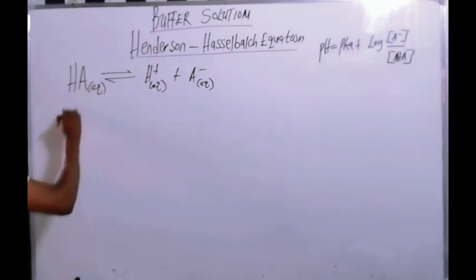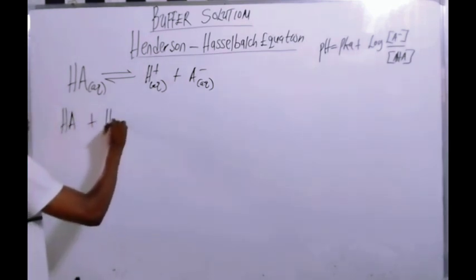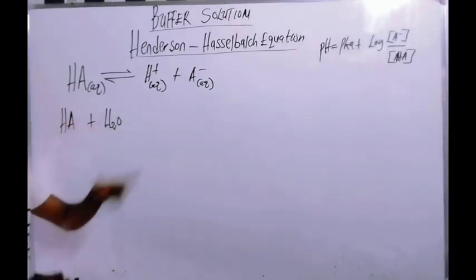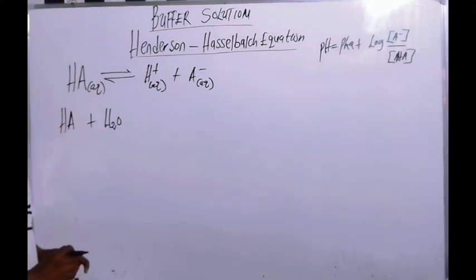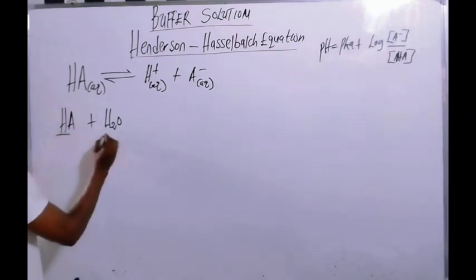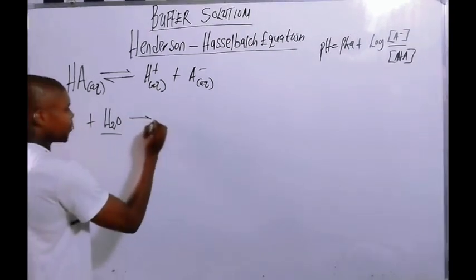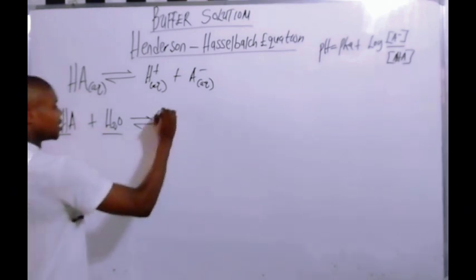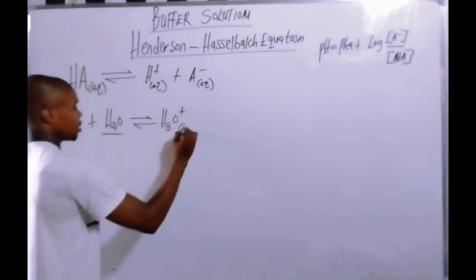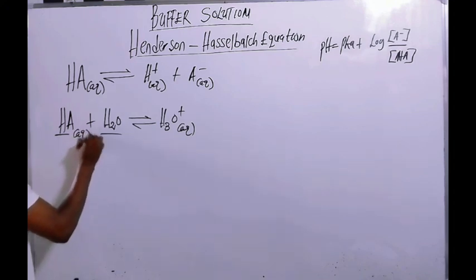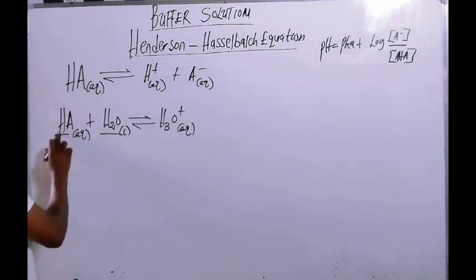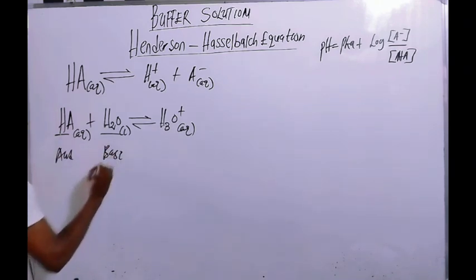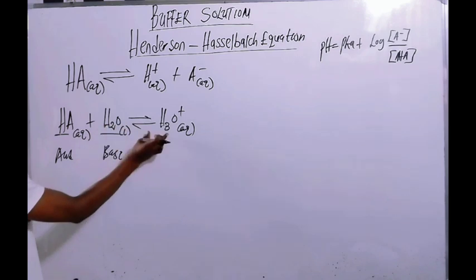Now, if you react it with water, I want to show you something before we move on. HA plus H2O. According to the Brønsted-Lowry concept, an acid donates a proton while a base accepts a proton. So this is the acid, and water acts as the base. When the acid donates its hydrogen, you get H3O plus, aqueous.